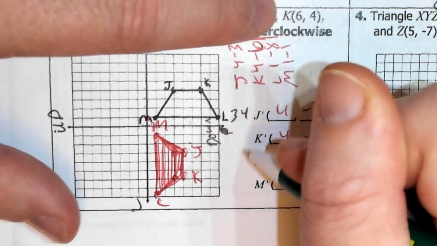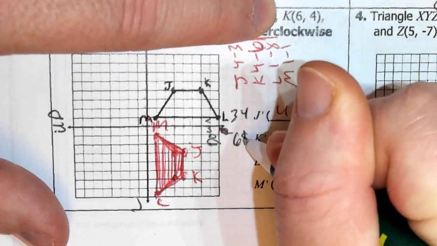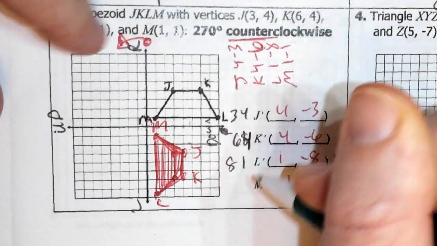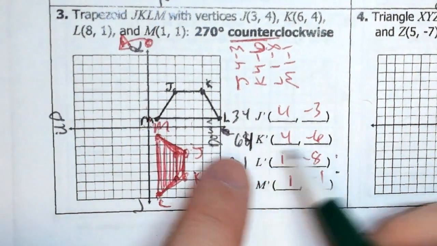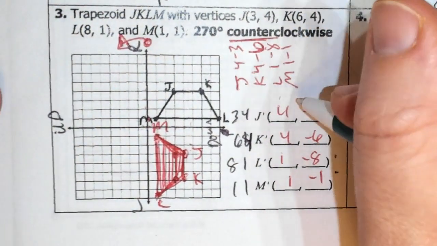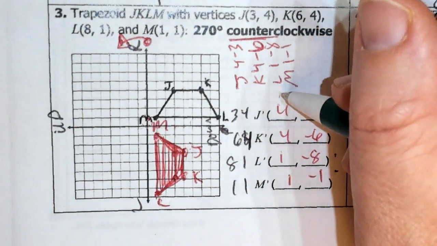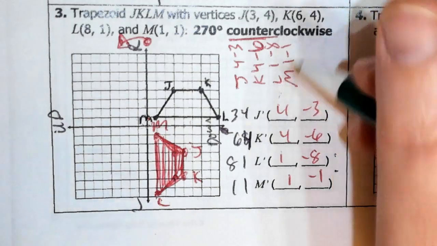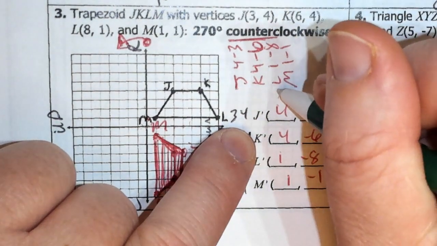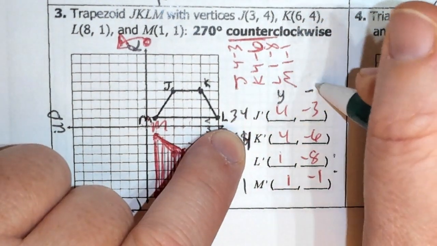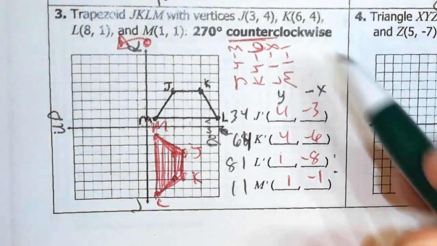So this is 3, 4. This is 6, 4. This is 8, 1. And this is 1, 1. And all the digits look legit. So I'm just double checking, because I'm technically done with that problem. I'm just double checking everything works. When I go 270, look at the digits. This will be a y right here, and this would be a negative x. So that's what happened.